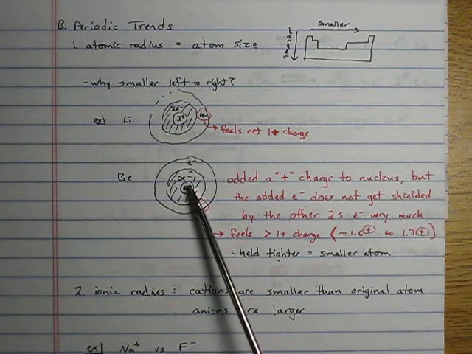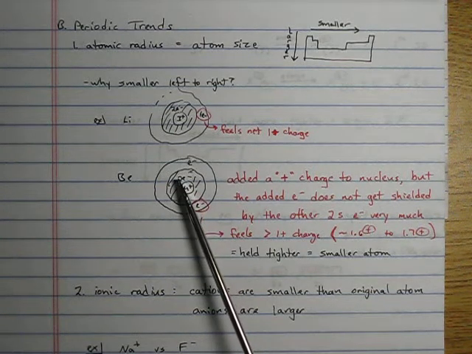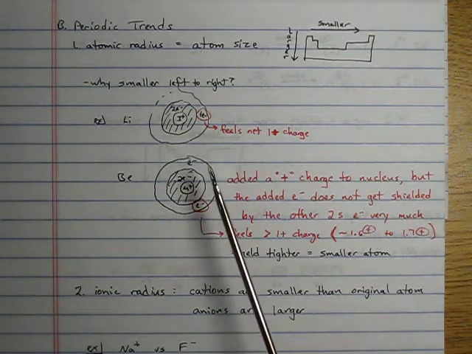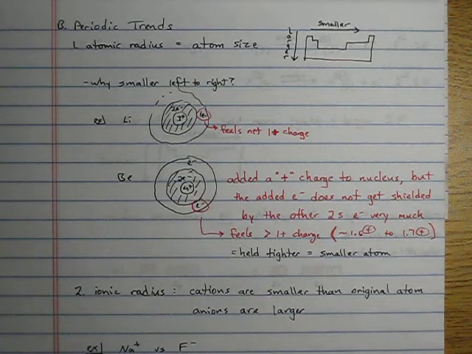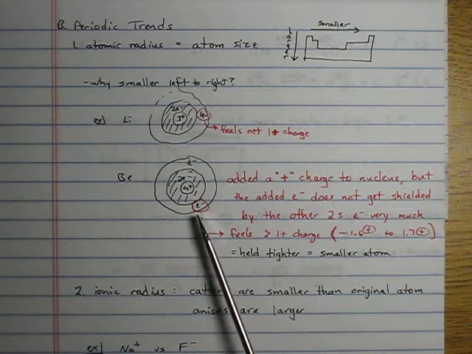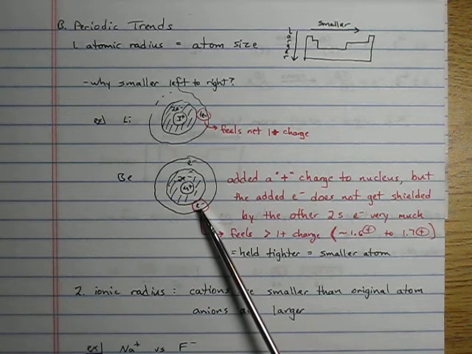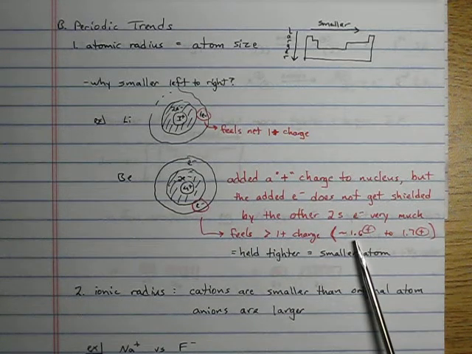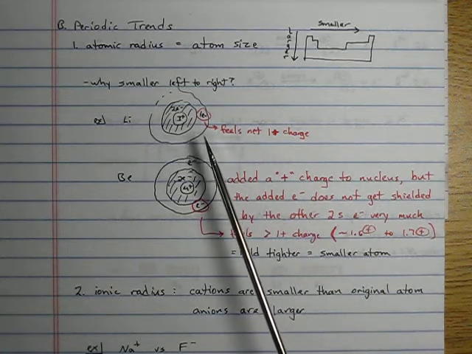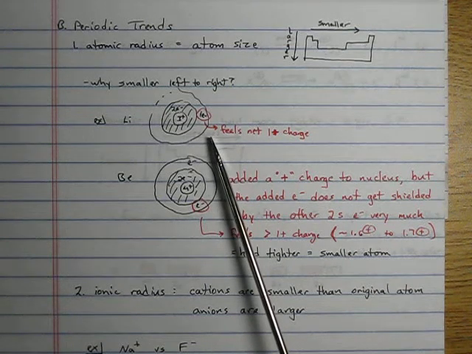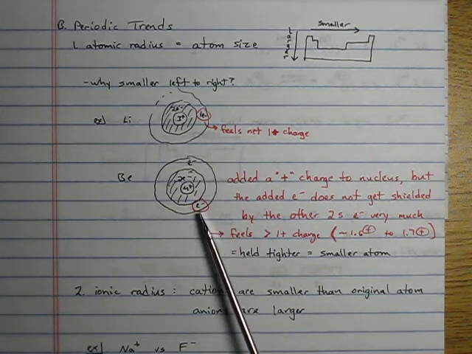It feels, there were 4 positive charges here, 2 electrons block 2 of the positive charges. This electron only blocks a little bit of that extra positive charge. Therefore, this guy here feels around a 1.6 positive charge, around 1 to 1.7 positive charge. Which means this last electron that was put in feels more positive charge than the last electron that was put in for lithium. Which means this electron is held tighter.